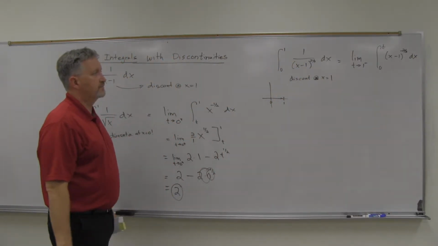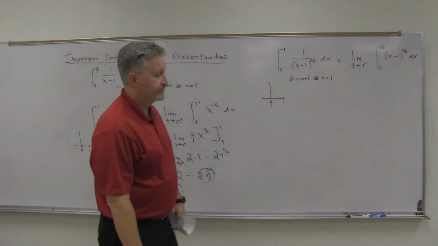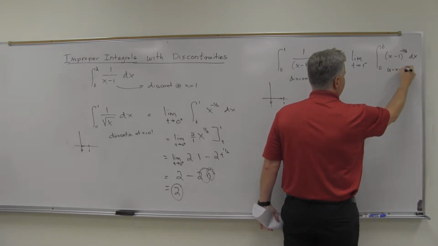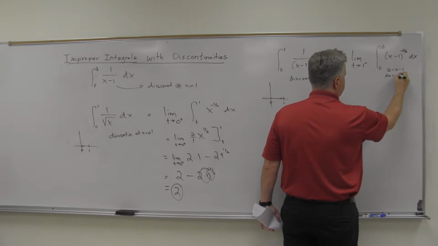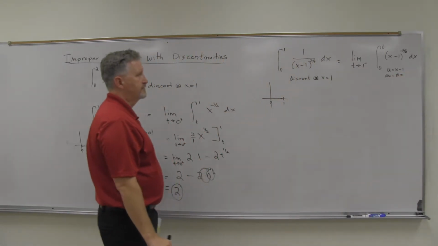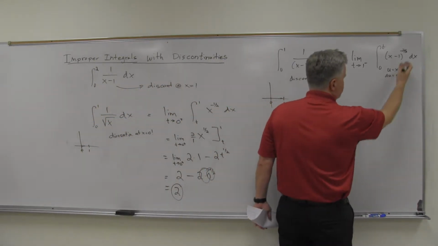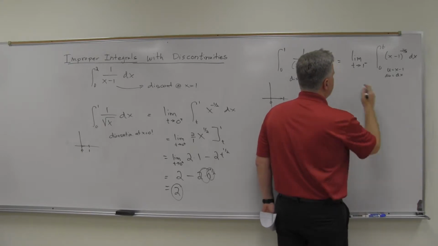How are we going to do that? Well, it is a u substitution, but du is dx, so it's a real simple one. There's no factor that we have to replace dx by, so it's a simple one.